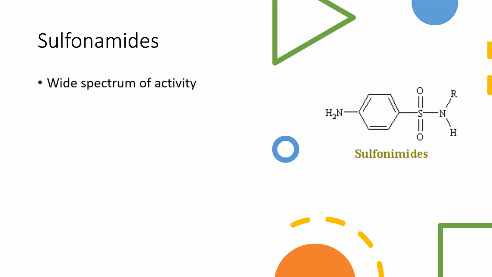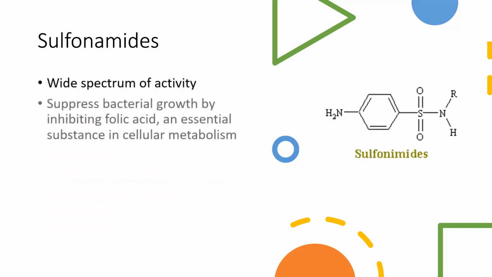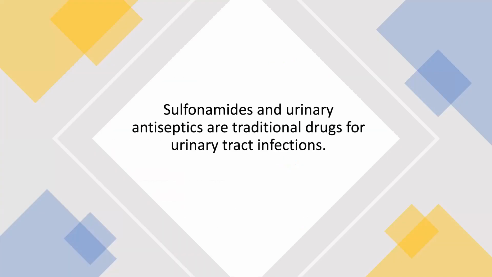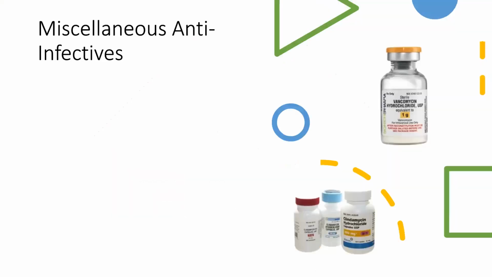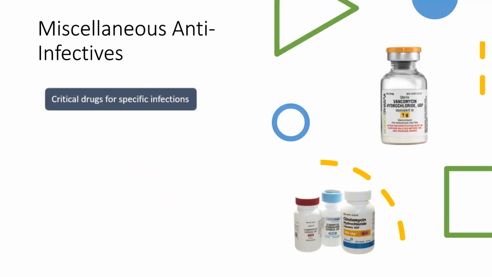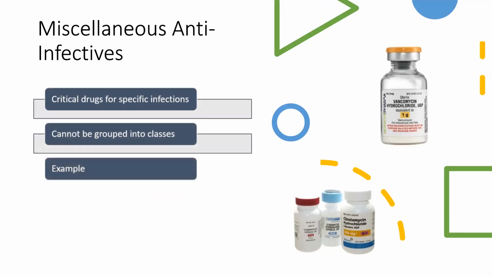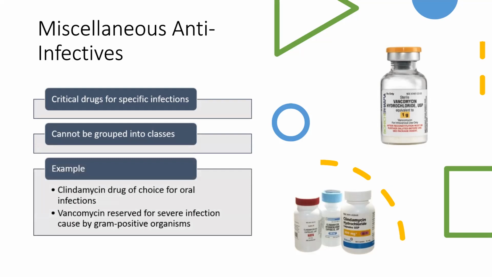Another class is the sulfonamides. They have a wide spectrum of activity. They suppress bacterial growth by inhibiting folic acid, an essential substance in cellular metabolism. These sulfonamides and the urinary antiseptics are the traditional drugs for UTIs. Then we have the miscellaneous anti-infectives, which are critical drugs for specific infections and cannot be grouped into classes. For example, clindamycin, which is the drug of choice for oral infections, and vancomycin, which is reserved for severe infections caused by gram-positive organisms.